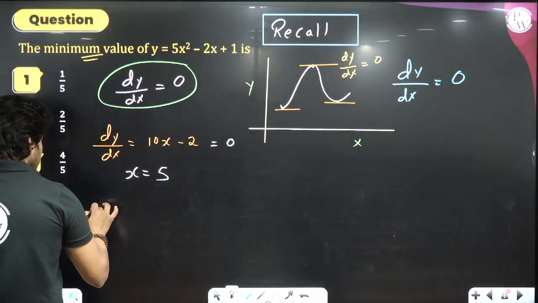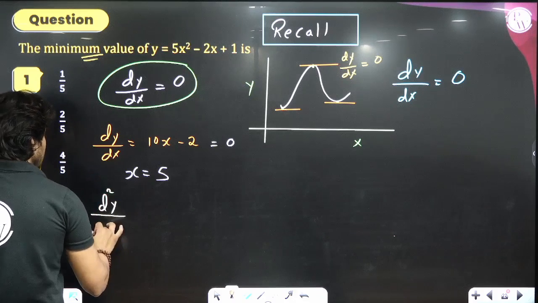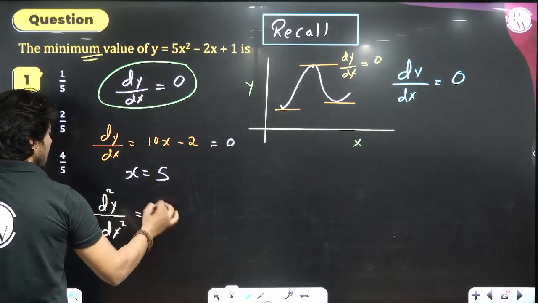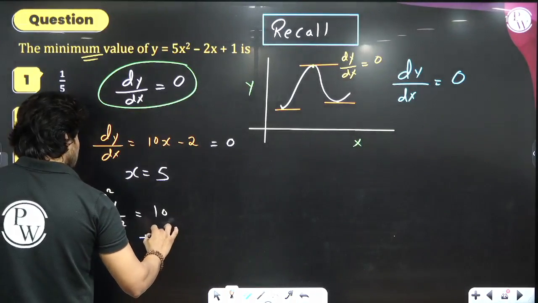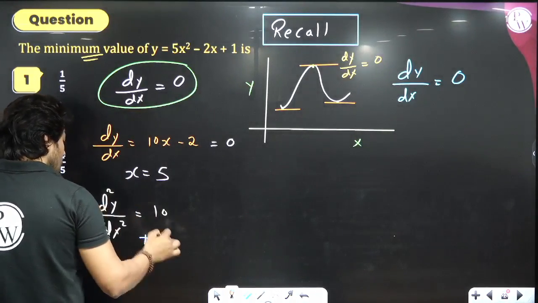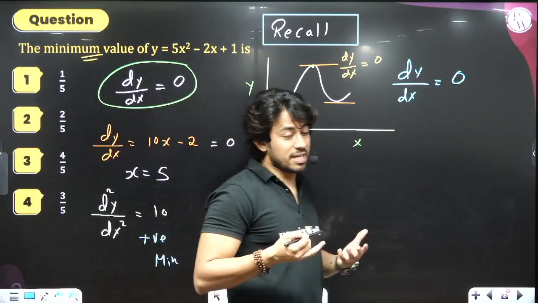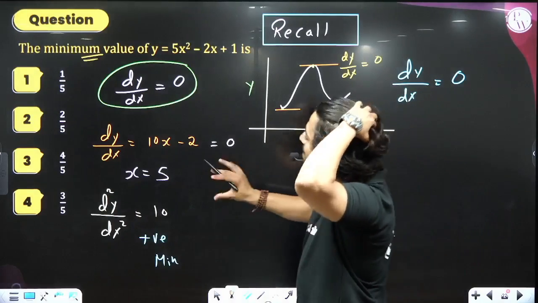You have to again differentiate it. d2y by dx square, that gives you 10. That means positive. If d2y by dx square is positive, you get a point of minima. If d2y by dx square is negative, you get a point of maxima. So this is the point of minima.